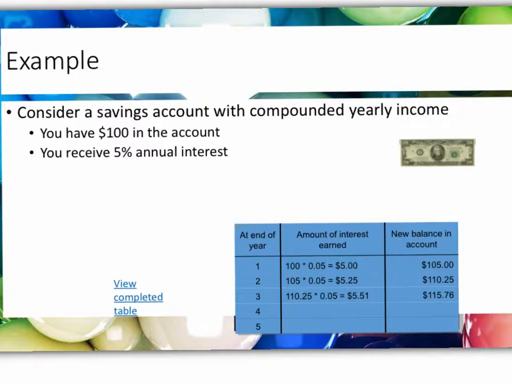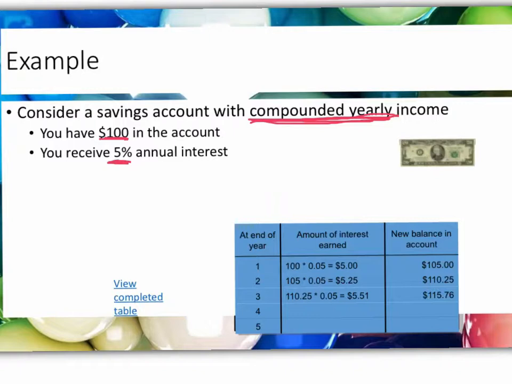Let's look at a second example. Before, we compared two jobs that pay different wages each year, and now we're going to consider a savings account. Once you are old enough to open up a bank account, you want to have a savings account. And this one is compounded annually. We're actually going to be able to do this later on, after we discuss this entire week, using exponential functions. So this is compounded yearly. You have $100 in your account and you're going to receive a 5% annual interest.